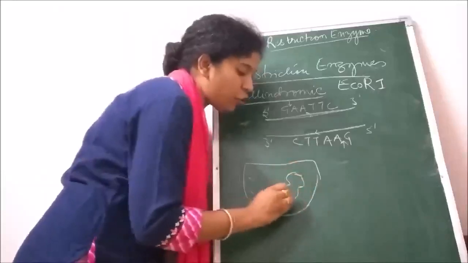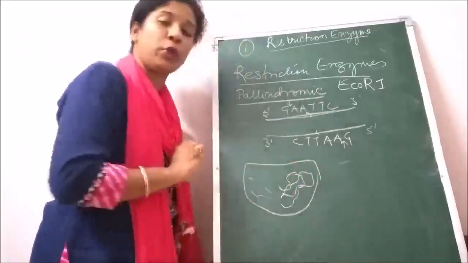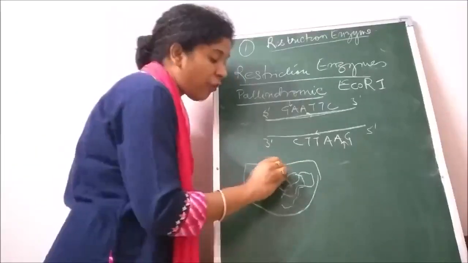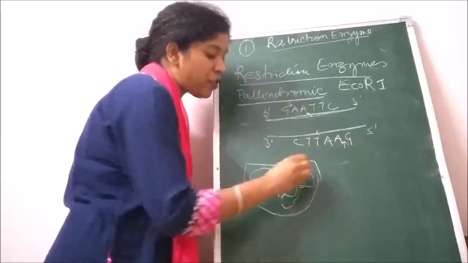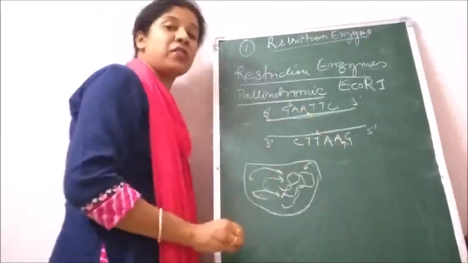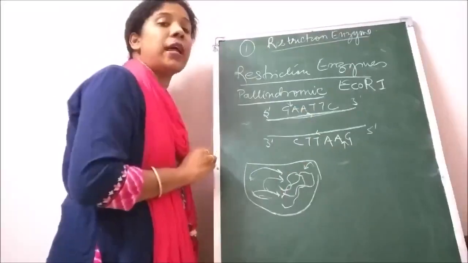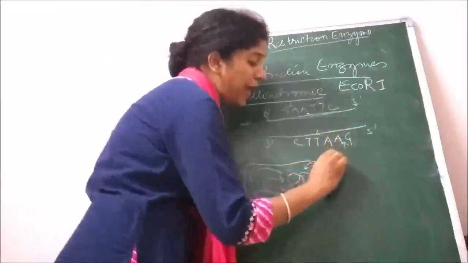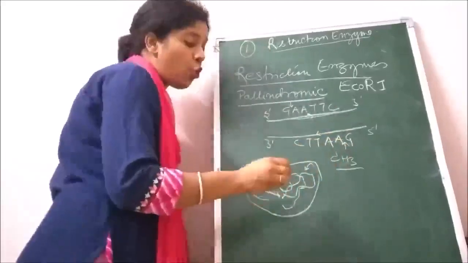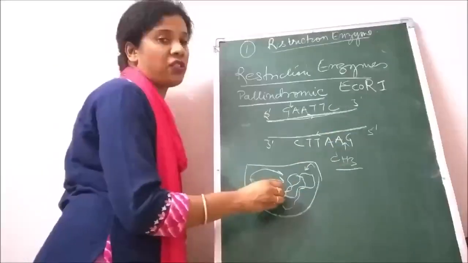The bacteria also has its own DNA, being a prokaryotic cell. How does it prevent its own DNA from the action of the restriction enzyme which it has? It is going to methylate all the restriction sites. So simple methylation of the restriction site prevents the digestion of the host DNA by its own restriction enzyme.